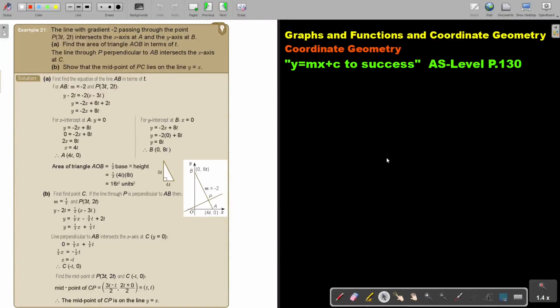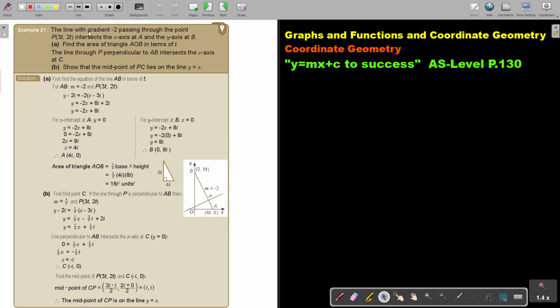In this video, we will continue with coordinate geometry. You will find this on page 130 in the Namibian AS-Level Mathematics textbook, Y equals mx+c to success. Let's look at another example.